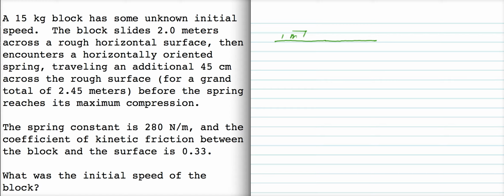So we have this block of mass m that travels for a grand total of 2.45 meters. The last little bit of that, the mass is compressing a horizontal spring. It compresses that spring by 0.45 meters. The mass of the block is 15 kilograms. The spring constant is 280. And the coefficient of kinetic friction is 0.33.